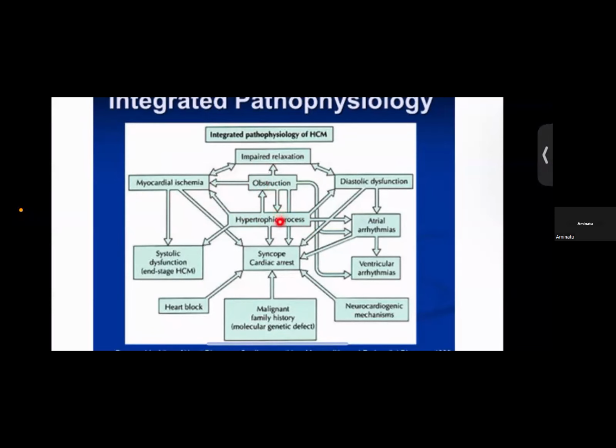The hypertrophic process can also lead to diastolic dysfunction. Then, coming down, the hypertrophic process also leads to cardiac arrest and syncope, for patients that develop malignant arrhythmias. All these processes occur about the same time. They are integrated, so one cannot say exactly if a patient is through one pathway or two pathways. It can be more than one or two of the pathways.